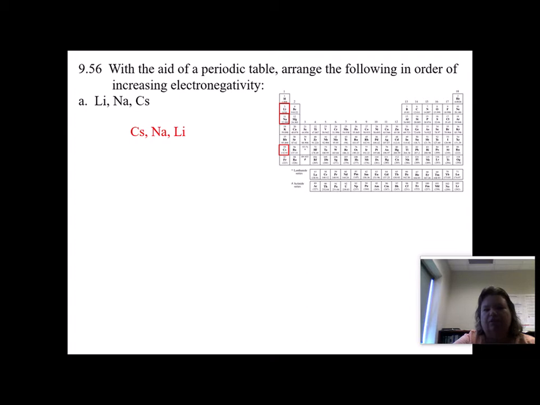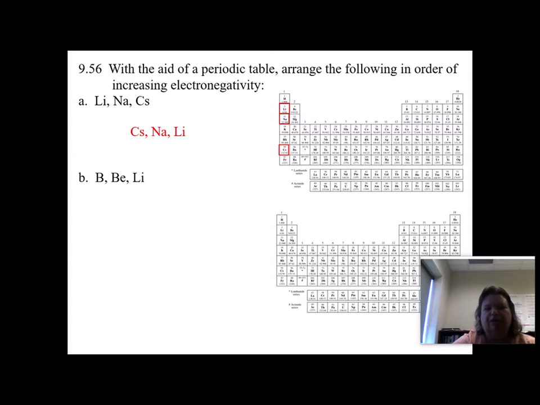For the next one, the two elements overlap, so lithium overlaps, so I put a new periodic table on here. I've highlighted lithium, beryllium, and boron in blue this time, okay? And so this time they're all on a single row. And so if I go from left to right, does it increase or decrease? The answer is increase. So therefore, lithium is going to have the lowest, followed by beryllium, followed by boron. And so that's the order of that one.